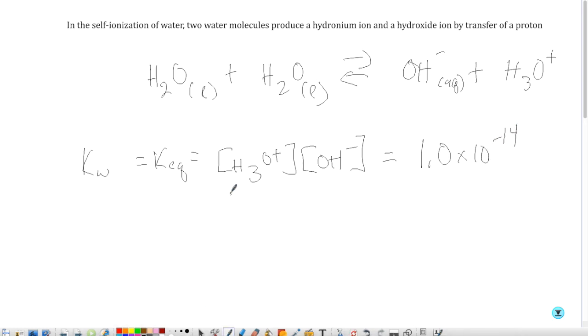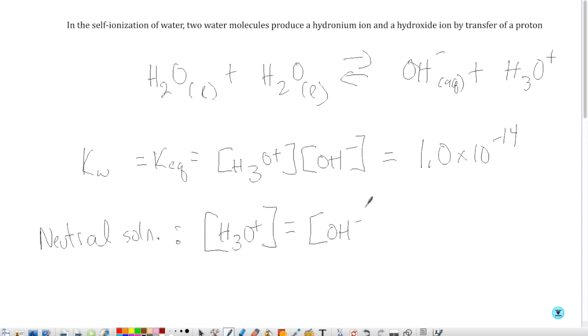Okay? That's cool. Now, what do you know about neutral solutions? And specifically, what do you know about the relationship between hydronium ion, H+, and hydroxide ion in solution? Hopefully you remember that in a neutral solution, the concentration of hydronium ion has to be equal to the concentration of hydroxide ion. Okay, so if I make this X and this X, I could solve for X for each value.